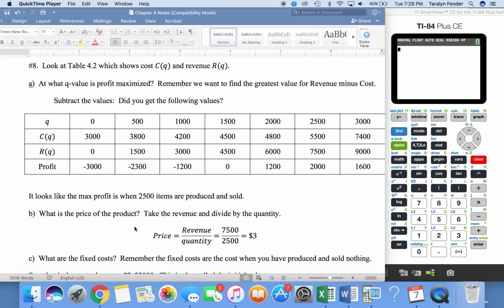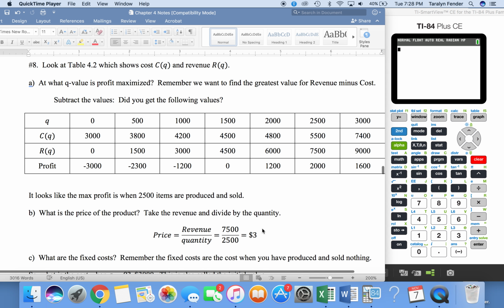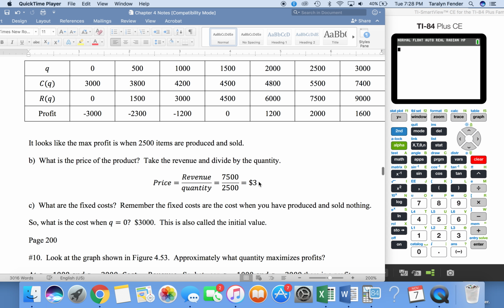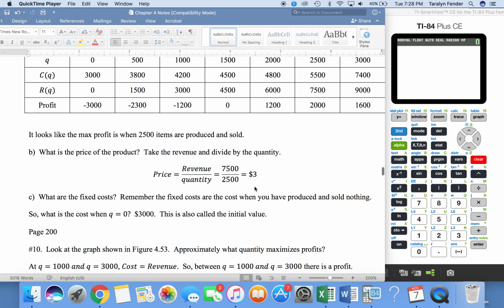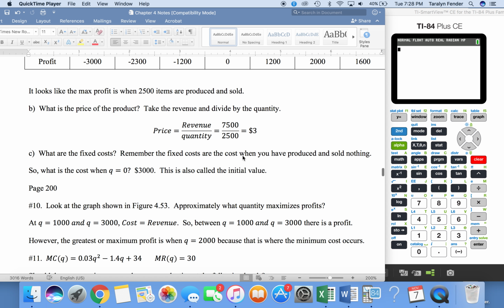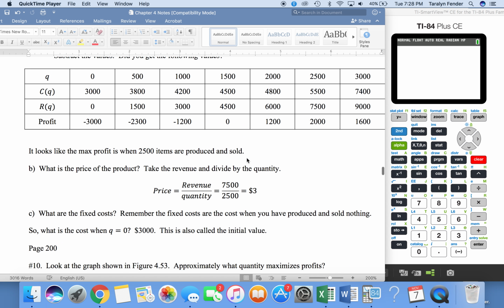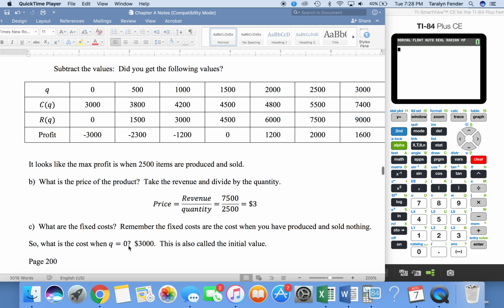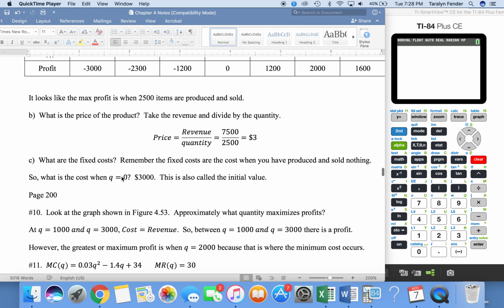So what is the price of the product? We take the revenue and divide by the quantity. So the revenue at 2,500 is 7,500. Divided by 2,500, that means that we are selling the item at $3 each. What are the fixed costs? Remember, the fixed costs are the costs when you produce nothing. So when Q is equal to 0, our fixed cost are 3,000. That is also called the initial value.